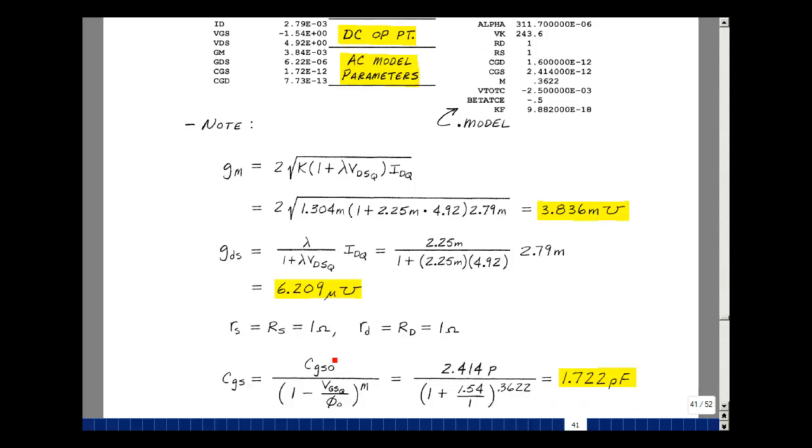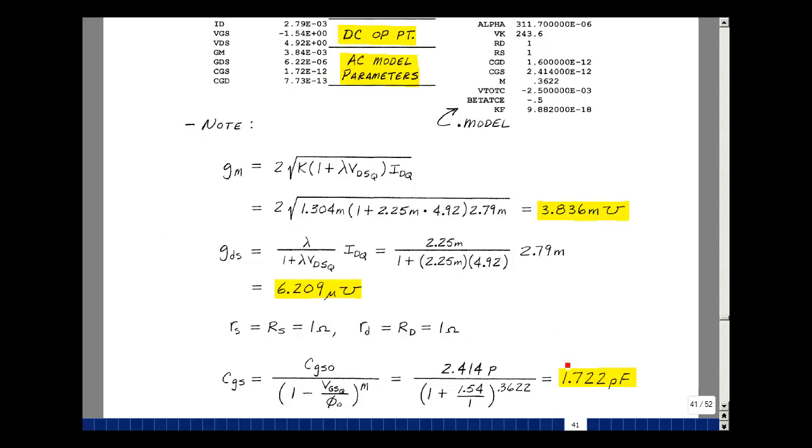In our capacitance model, we have C sub GS0, and that's this term right over here, C sub GS, and that's 2.414 pico. And our gate source voltage up here was minus 1.54, so that minus with this minus becomes a plus. The grading coefficient was 0.3622, and the barrier potential term is defaulted to 1. That gives me 1.722 picofarads, and you can see over here it's 1.72 picofarads, pretty much exactly the same number.